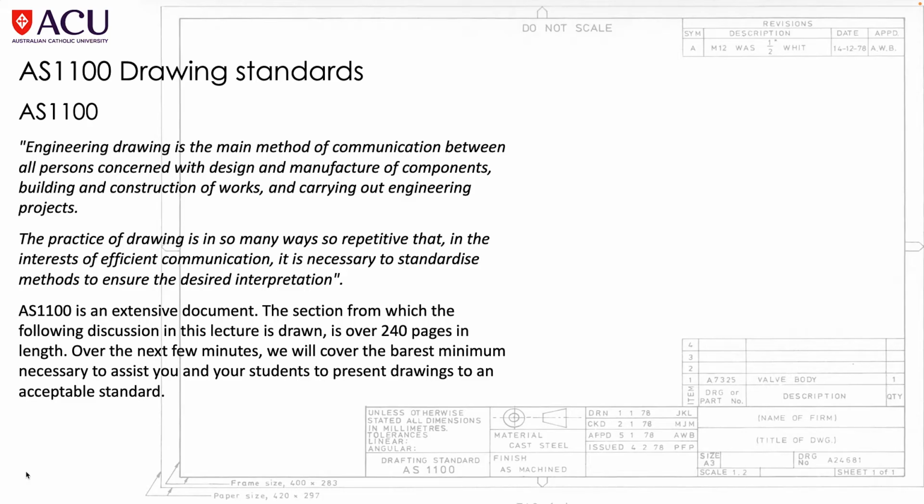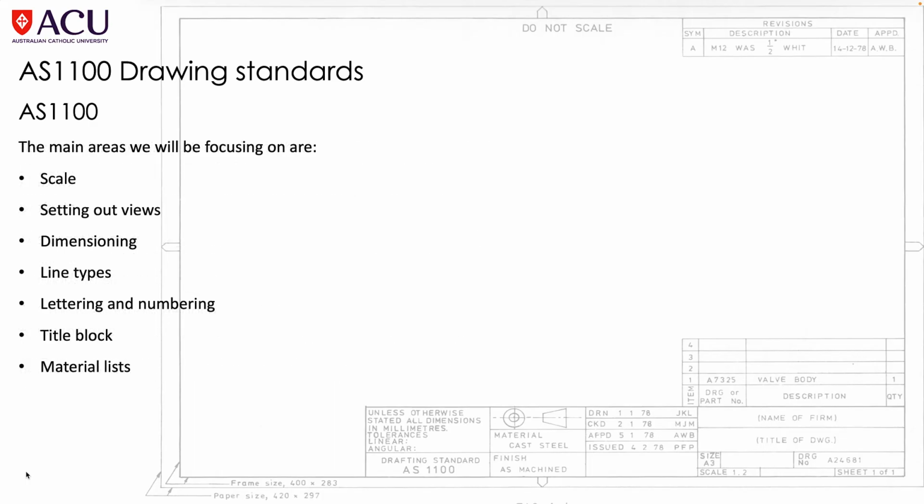And the other thing that I would put in there as well is to say that I'm doing this from a timber perspective. So there is a whole lot of information in AS1100 that might relate to threads, or how do you represent welds, or tolerances and all sorts of things like that that are not really relevant for working with timber. So I've kept that out. Now, the main areas we're going to be focusing on are scale, setting out views, dimensioning, line types, lettering and numbering, title block, and material lists.